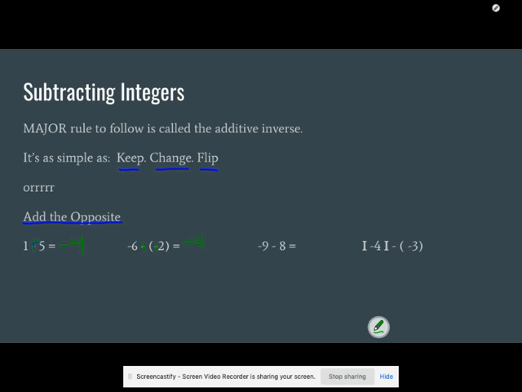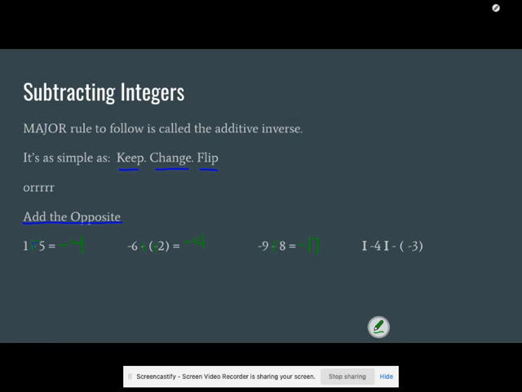Looking at my next example, I have negative 9, so I'm going to keep, change subtraction to addition, flip the sign to negative 8. So now I have negative 9 plus negative 8, which is negative 17.